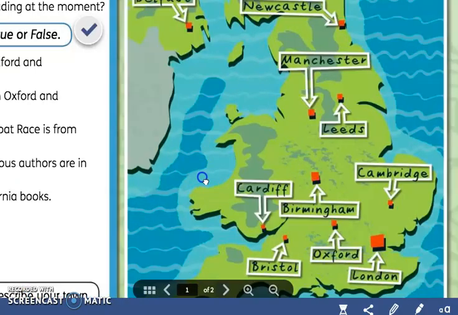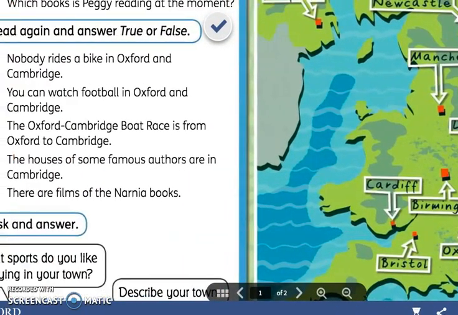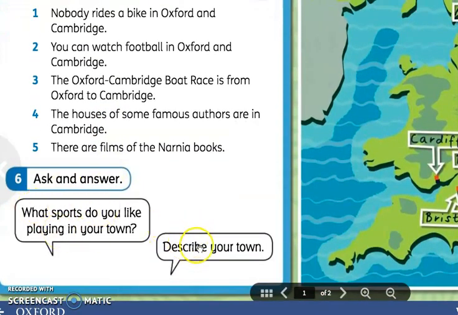And activity 6, it's a speaking activity. And you have 2 questions. What sports do you like playing in your town? And describe your town. So first, you can practice doing the text in your notebook and writing the text in your notebook. And then you can record your voice. But I am going to explain the questions.